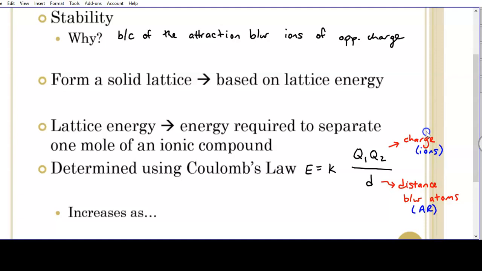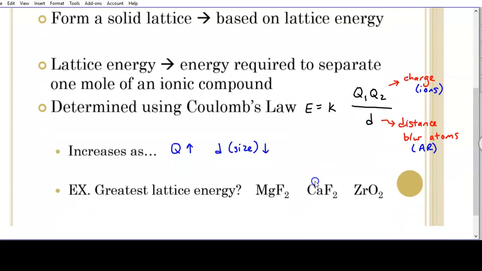Lattice energy in general is going to increase as Q increases, so as charge increases, because that's the numerator, or as distance or size decreases, right? A small denominator leads to a larger value. So if the numerator increases, obviously E goes up, and if the denominator decreases, E also goes up. If I take 4 divided by 4, I get 1, but 4 divided by 2 is 2.